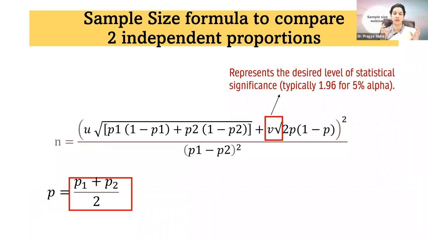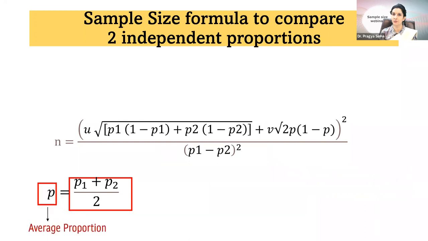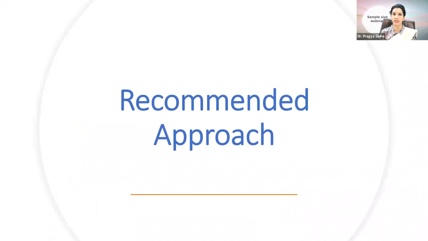The look of the formula was a little bit easier as compared to that alpha and beta, 1 minus alpha by 2, etc. So you can see here, this is the formula where P is P1 plus P2 by 2. And this is the difference in group 1. And this is the difference in proportion in group 2. And this is the average proportion, P1 plus P2 by 2.